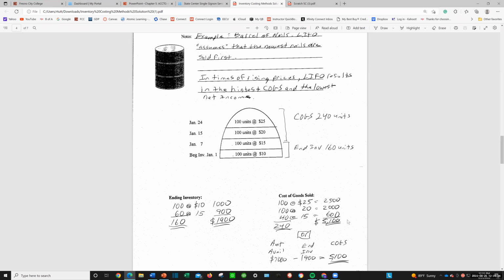Now, the alternate calculation is this. The amount available, which we know from before, is 7,000. And what we had left in inventory was 1,900. So cost of goods sold would be 7,000 minus the 1,900 would give us cost of goods sold of 5,100. But the amount available, then any inventory is what we had left. So what did we sell? We must have sold $5,100 worth. Okay.